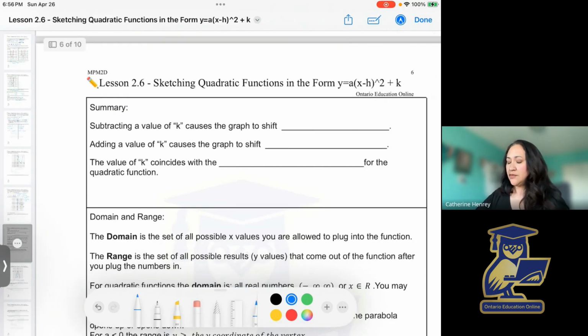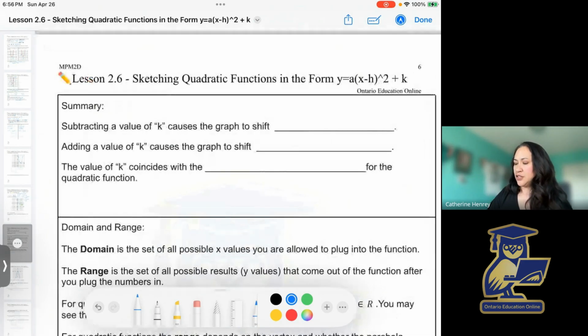So subtracting a value of k causes the graph to shift down. Adding a value of k causes the parent function to shift up. And the value of k coincides with the y value of the vertex.